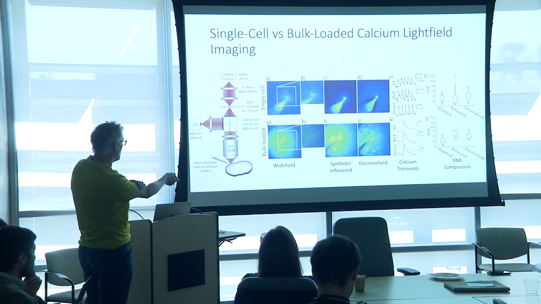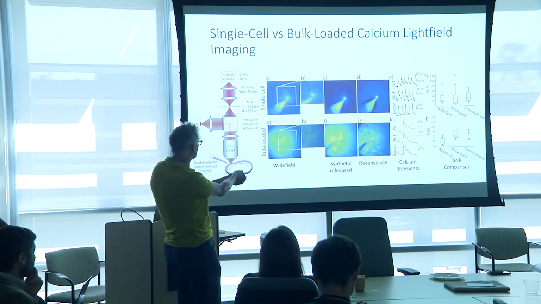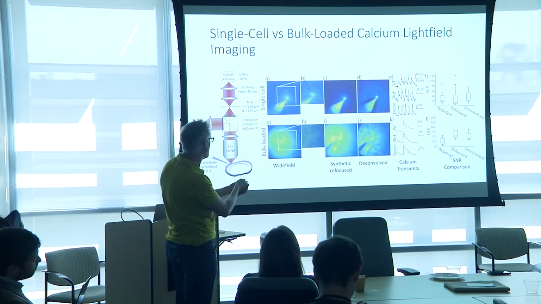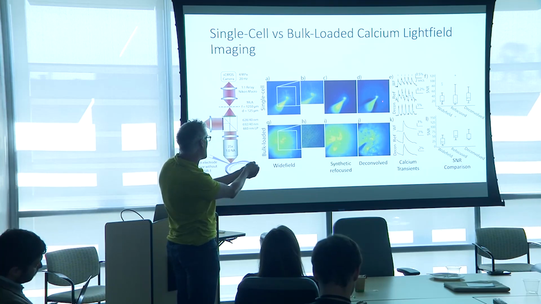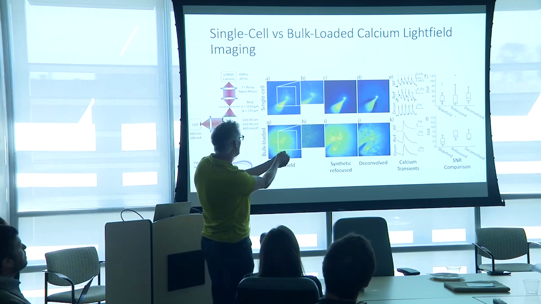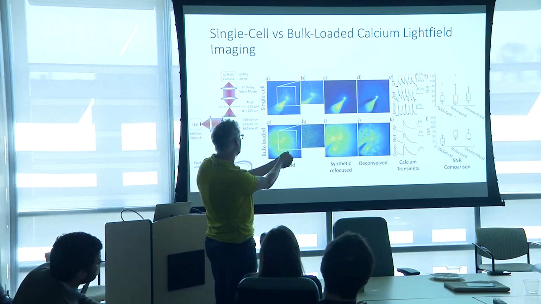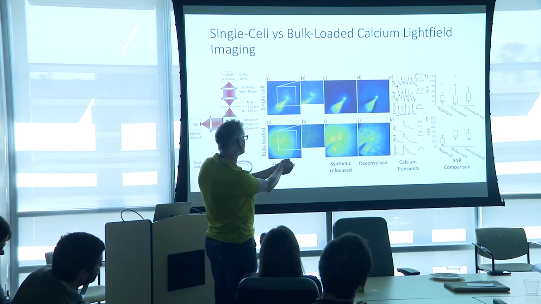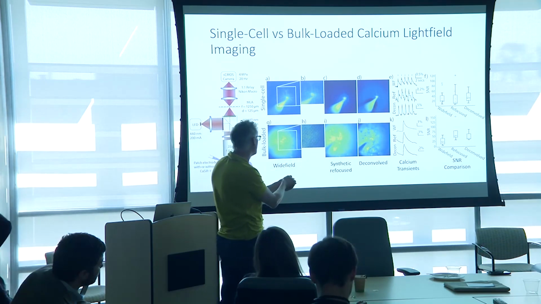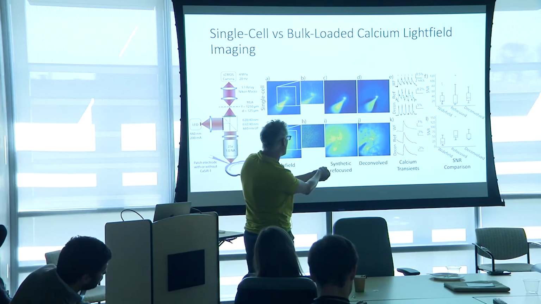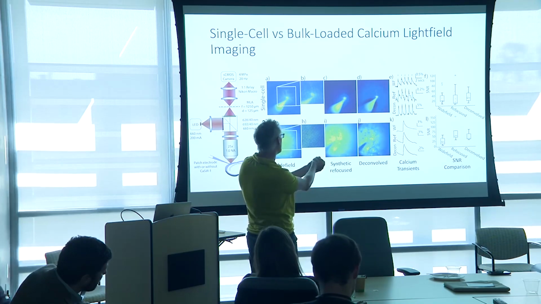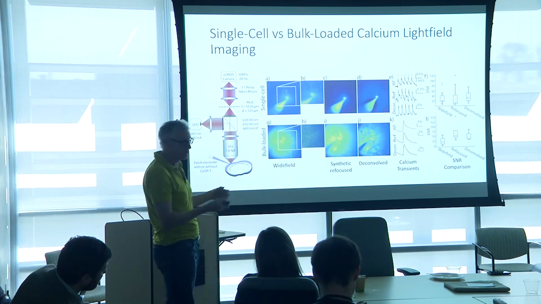So you can see this is the wide field image, and what you can get by using synthetic refocusing and the deconvolution algorithm. You can see the calcium transients. So there's the wide field, refocusing, and deconvolution. These are the calcium transients you're seeing. If you look at the signal to noise ratio of these, basically you're amplifying the signal, but you're getting more noise as well.